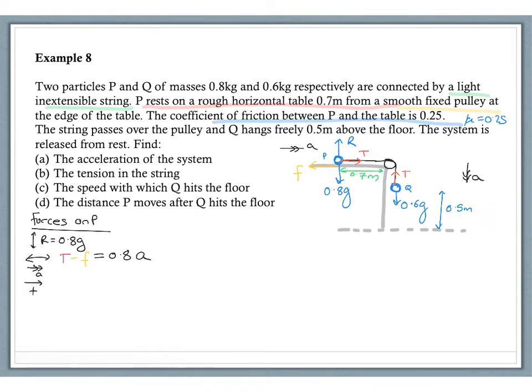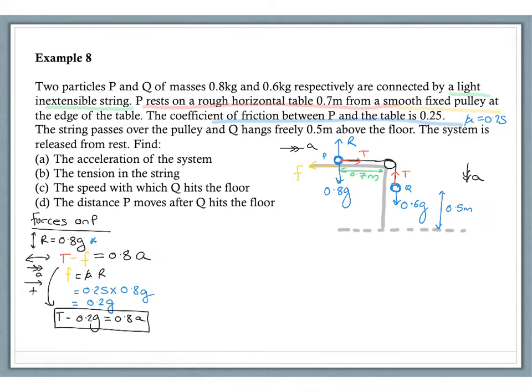Now, can we do more than this? Well, we can. Limiting equilibrium must have been broken once the system was released from rest, which means that we can work out F using the fact that F is equal to mu R, and we know that mu is 0.25. So F is 0.25 multiplied by R, which we know here. So F works out to be 0.2 g. And what I can do is then replace F in this equation here. So T minus 0.2 g equals 0.8 a. And I can't do anything further with that.